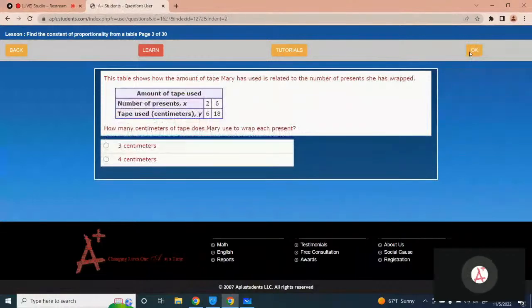Okay, the table shows how the amount of tape Mary has used is related to the number of presents she has wrapped. The numbers of presents are 2 and 6, and the tape used is 6 and 18. Got it? So it would be y over x. 6 divided by 2 is 3. Yes, very good. So the correct option is 3. So select the correct option and then click on the OK button.